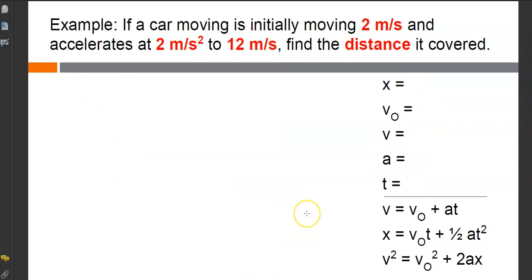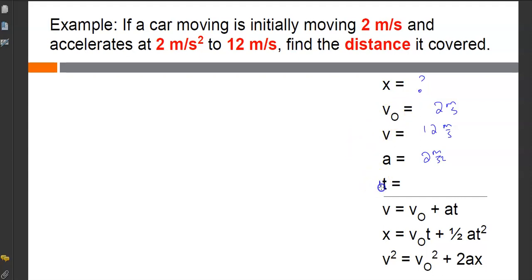All right. Here's one. Car moving 2 meters per second. That's clearly the initial velocity. It accelerates, must be a meter per second squared of acceleration there, to 12 meters per second. This is looking an awful lot like the last problem we did. Oh, wait. Find the distance. This time we're looking up here. Okay?